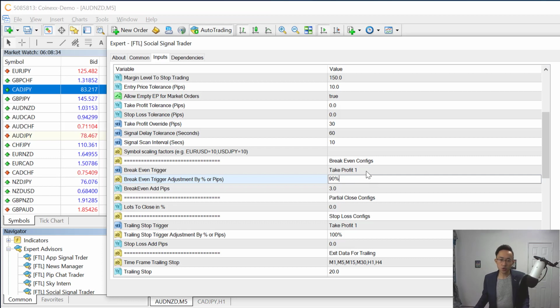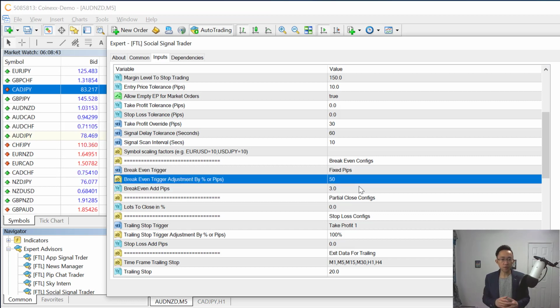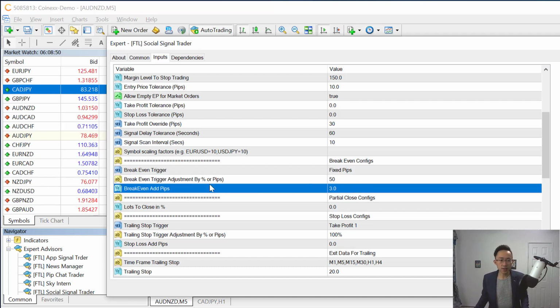You can also do a fixed number of pips, and you have to change it to a fixed number here. So you can also do like 50 pips. So if it moves 50 pips from your entry price, then I want to break even, and that's how you set it.